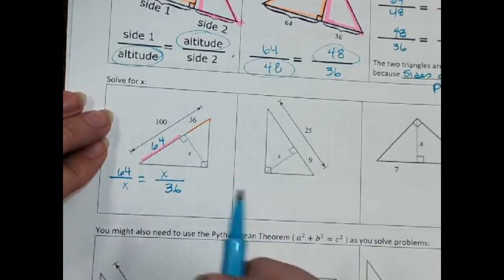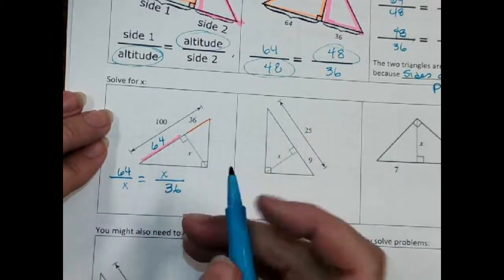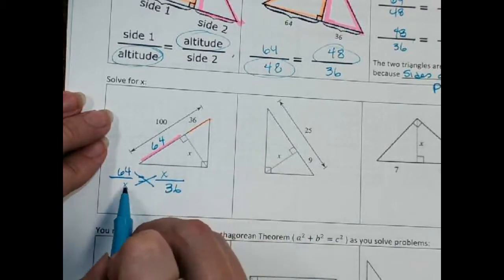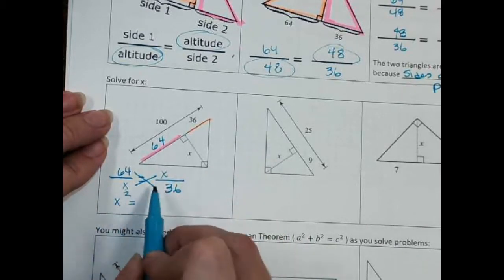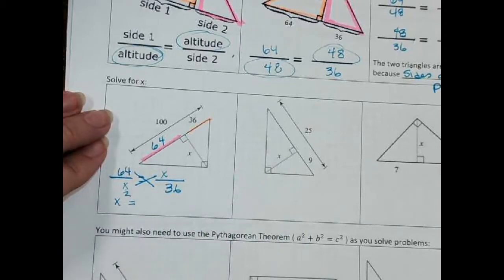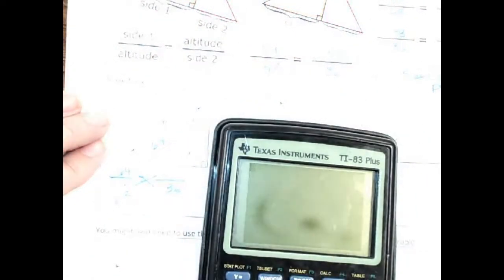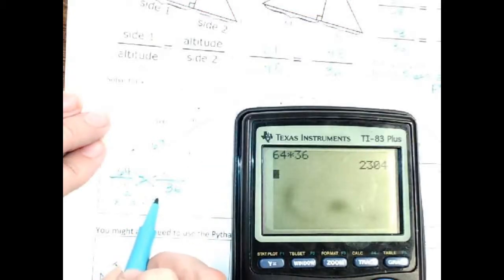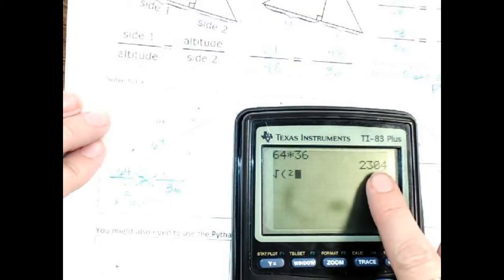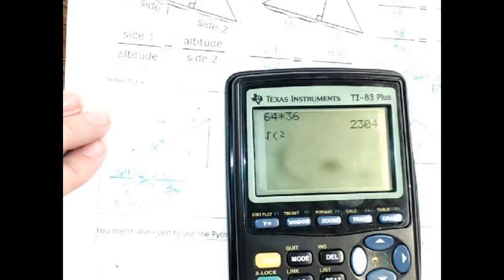Now this problem might look familiar because we had one like this on day 1 just to practice how these worked. X times x is x squared. And 64 times 36 is 2304. Now how do I solve it and find just x? Well, I take the square root of that. So square root. And if you don't know how to do this, you don't have to retype this in every time. You can just hit second.